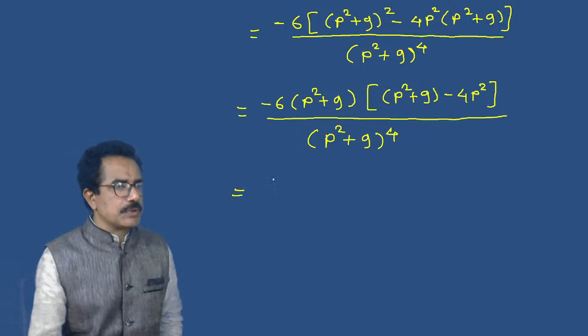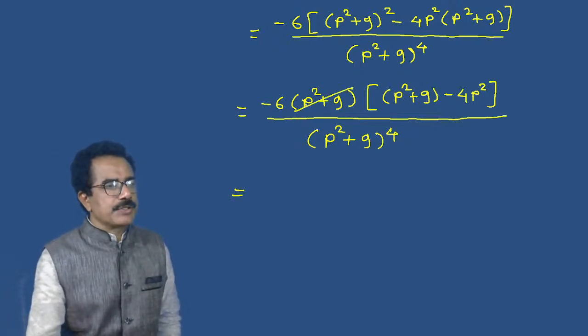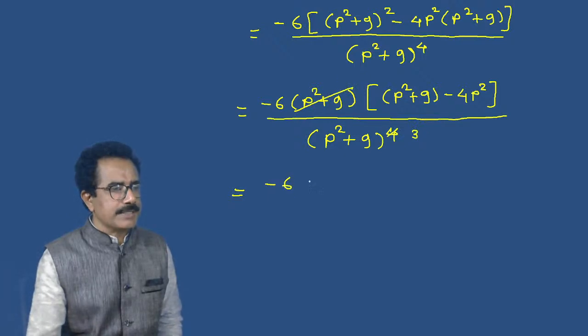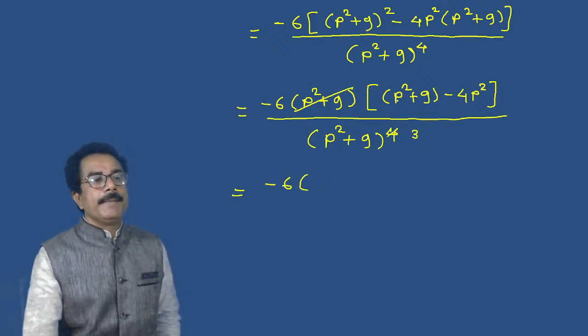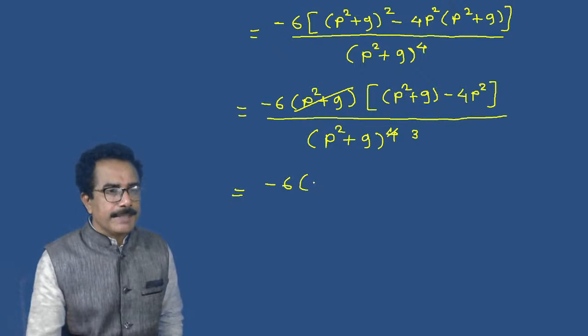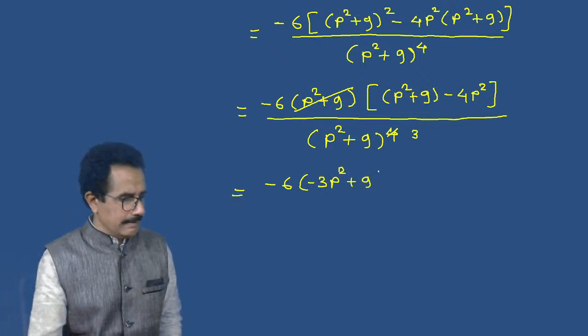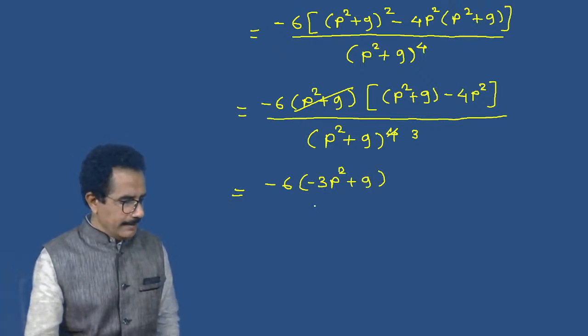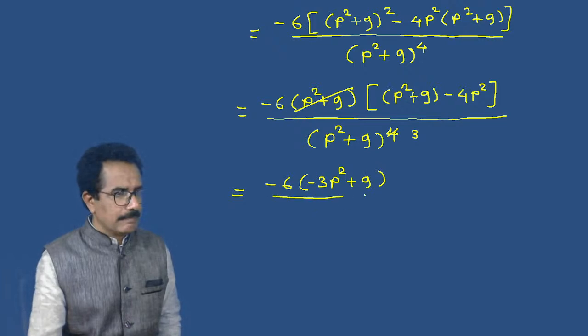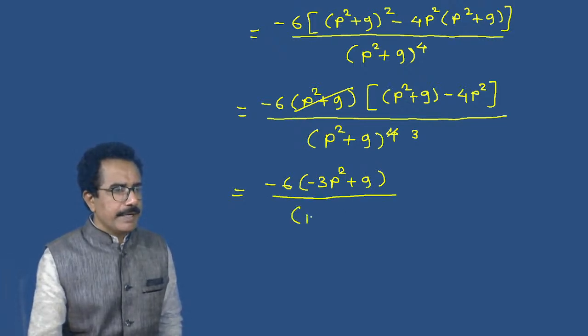That is equals to, this bracket square and the bracket raised to 4, one term cancels. Minus 6 in a bracket, p square minus 4p square means minus 3p square, plus 9, divided by (p square plus 9) bracket cube.